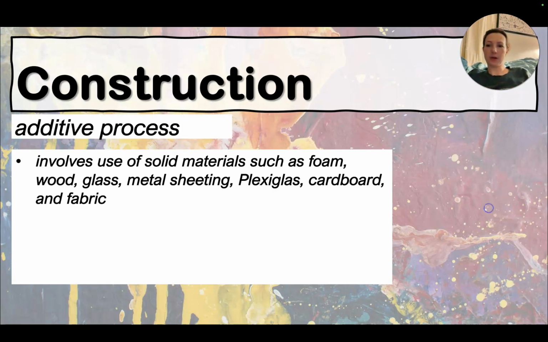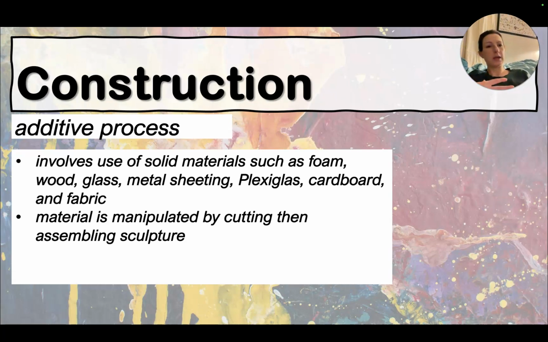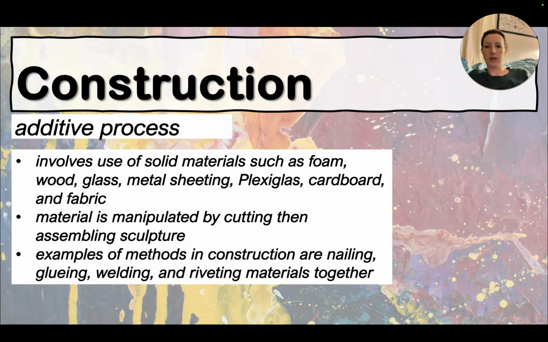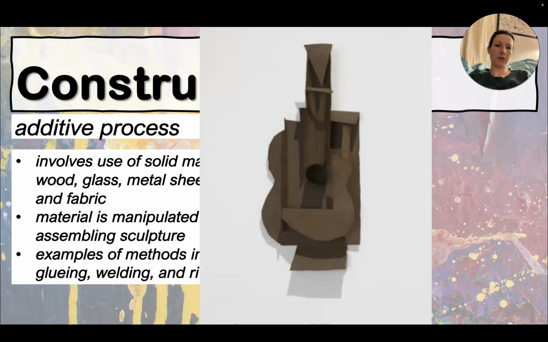And then we have construction. Construction is another additive process. It uses solid materials: foam, wood, glass, metal, plexiglass, cardboard, fabric. Then you manipulate your material, cutting, welding, and then you assemble the sculpture at the end. You can think about nailing things together, gluing cardboard. You do different types of tabs, rivets, welding. You are really, as it sounds, constructing and building that piece. Here is Picasso's Cubist sculpture of a guitar, which is made out of metal and wire.